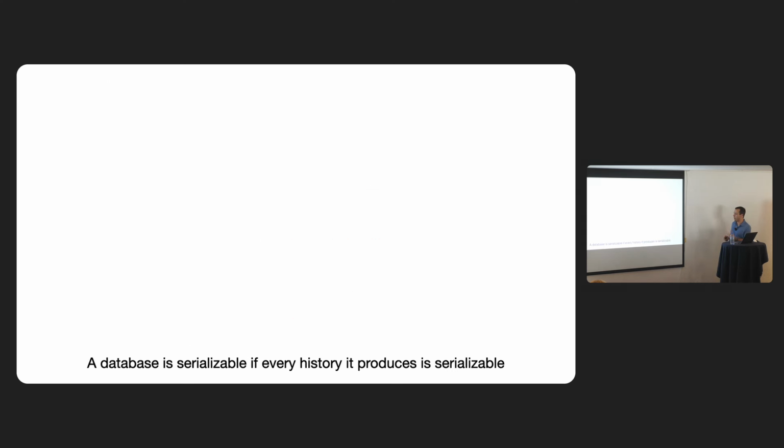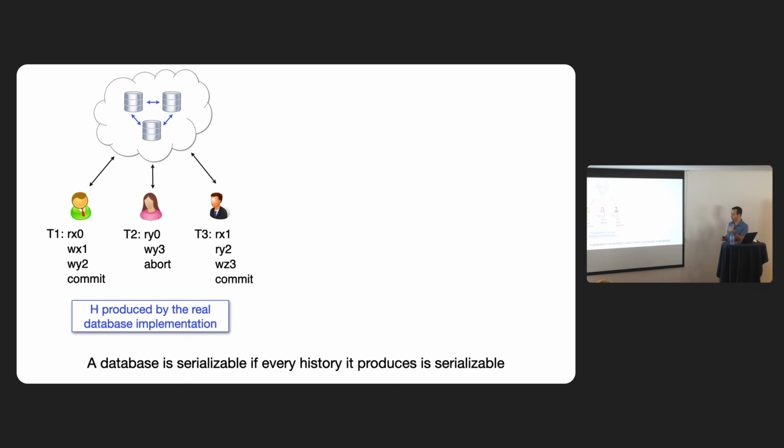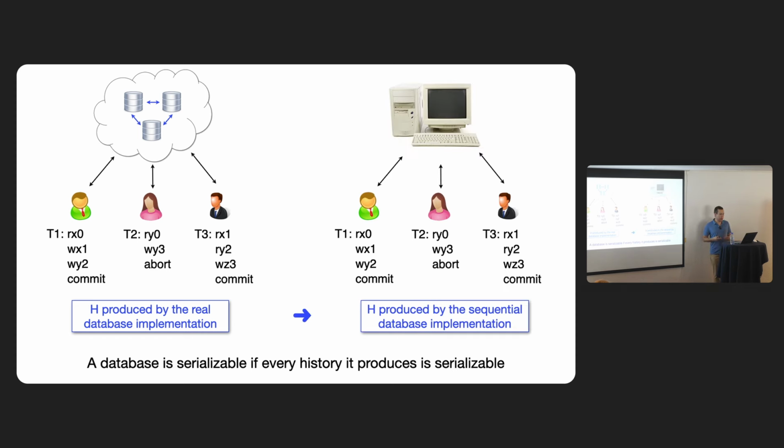Let's recast, remember how serializability can be defined. We say a database is serializable if every history it produces is serializable, and this has an operational intuition. It means that if I have a history H produced by the real database implementation, then this history also has to be produced by the sequential database implementation, a naive database that just processes transactions sequentially. This is the reference implementation for serializability.